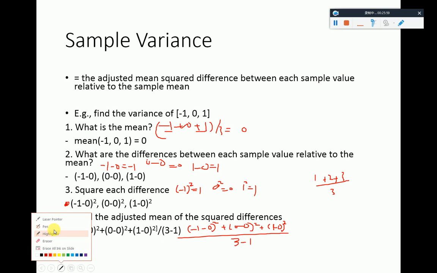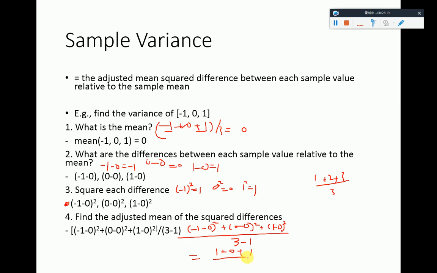So let's finish the calculation. Negative 1 minus 0 is negative 1, and negative 1 squared is 1. Here is 0, and here is 1. Divided by 3 minus 1, that's 2. So 1 plus 1 is 2, and 2 divided by 2 is 1. There we go. That's your sample variance. The sample variance of these 3 scores is 1. Easy, huh? Not that different.